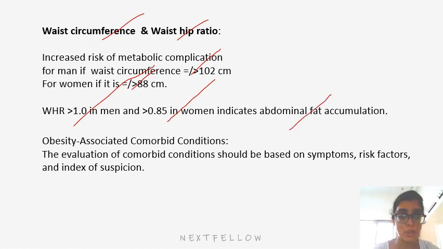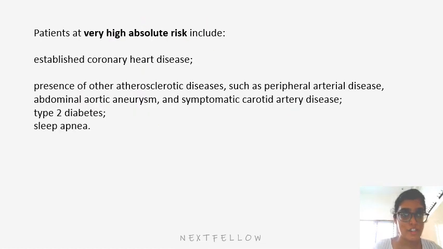Obesity associated comorbid conditions. The evaluation of comorbid conditions should be based on symptoms, risk factors, and upon high index of suspicion. Patients at a very high absolute risk include established coronary artery disease, presence of other atherosclerotic diseases such as peripheral arterial disease, abdominal aortic aneurysm, and asymptomatic carotid artery disease, type 2 diabetes, and sleep apnea.